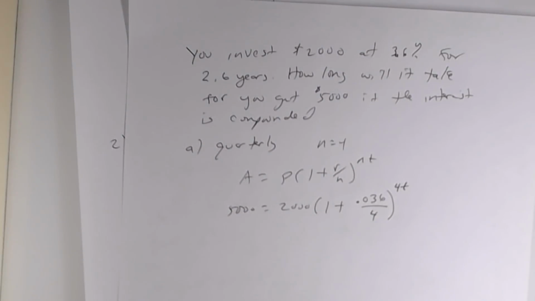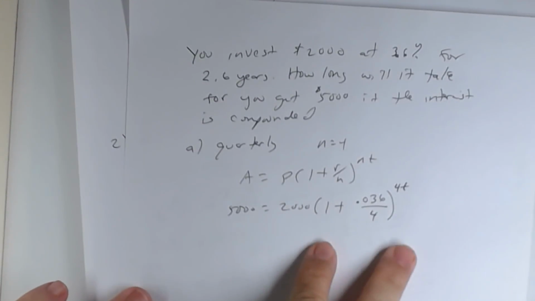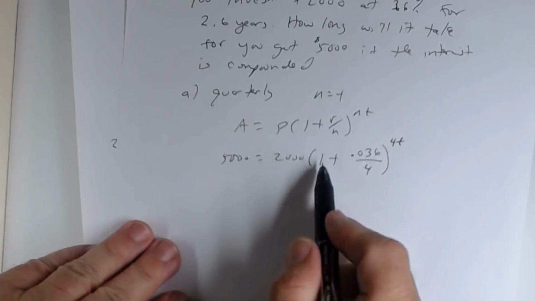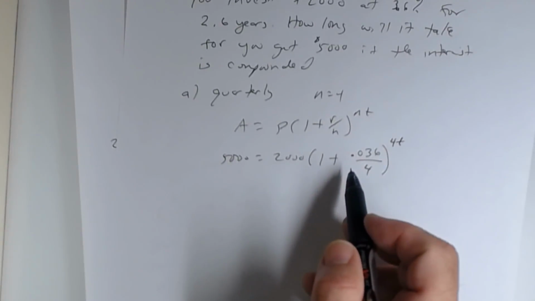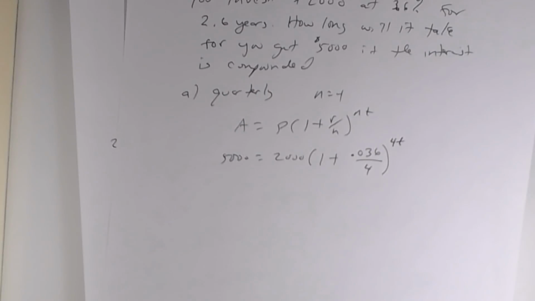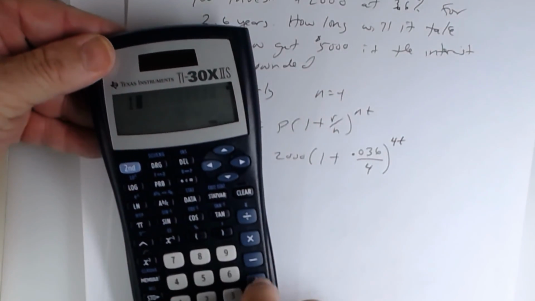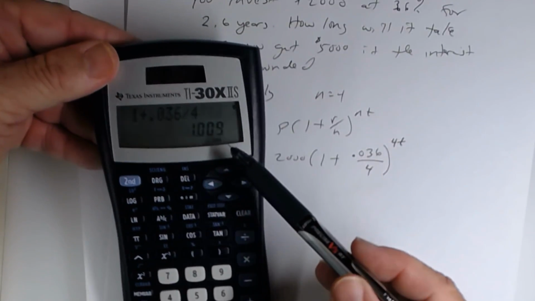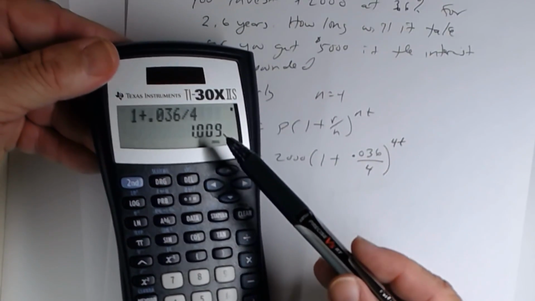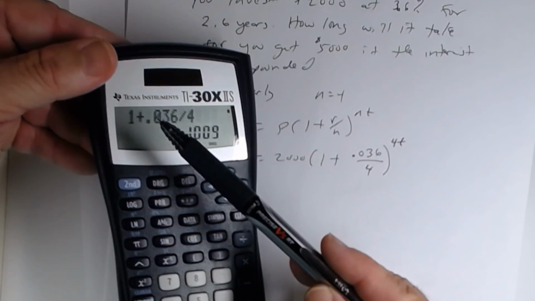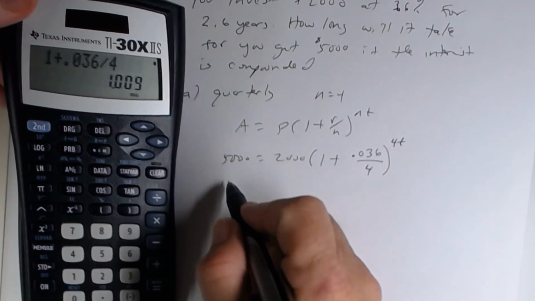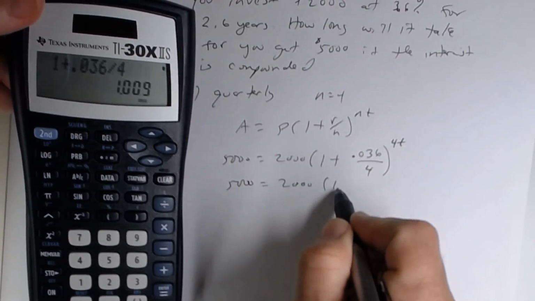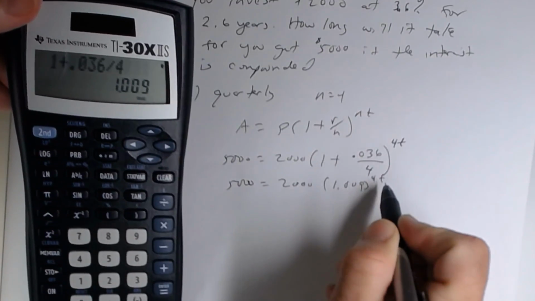Now, plugging things back in was the easy part. But listen carefully about what I'm telling you to do. You see this parentheses right here? Use your calculator to approximate what that's equal to. So you're going to say 1 plus 0.036 divided by 4, press equal. So I get 5,000 equals 2,000 times 1.009 to the 4t, correct?